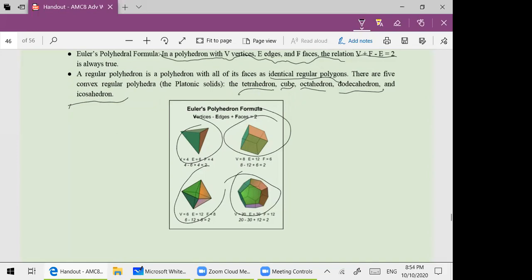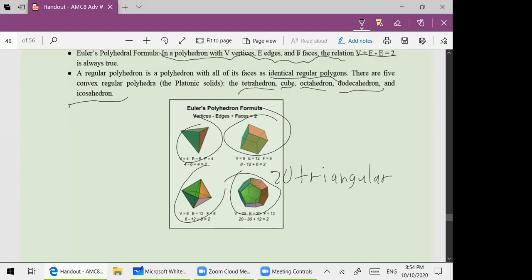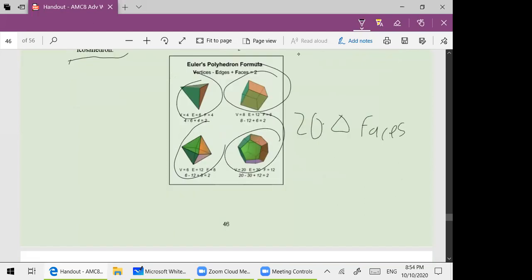And the dodecahedron has pentagonal faces, 12 of them. Okay, I'm not fully sure. This is a dodecahedron, and the last one has 20 triangular faces. And I won't bother drawing that out. You can find it on your own.